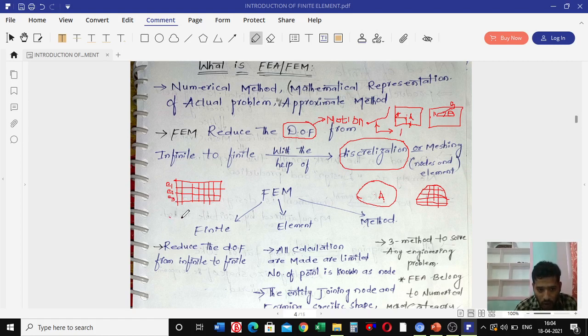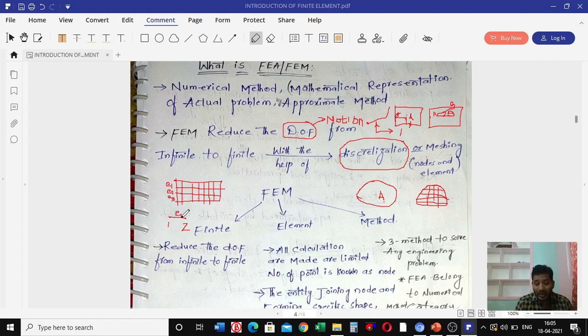This is the first node and this is the second node. If you join the first node to the second node, only one element is formed. How many nodes are there here? 2 nodes. How many elements are there? Only one element. Is it right?